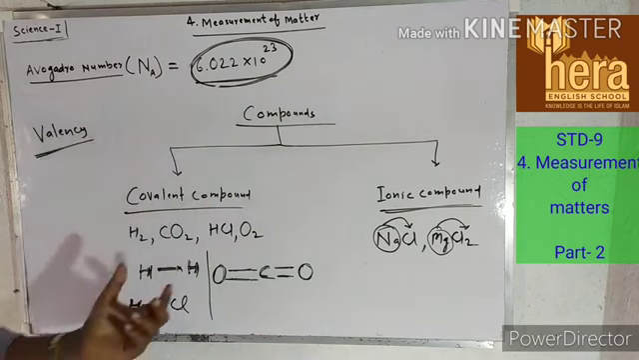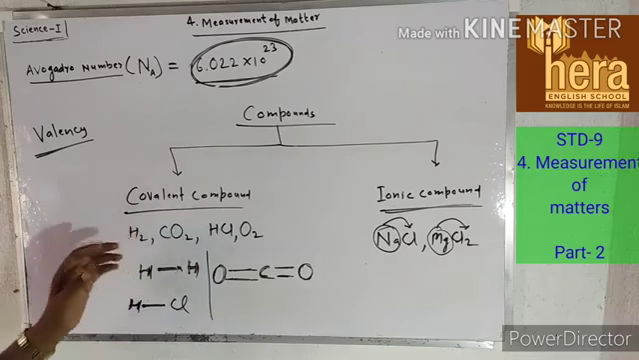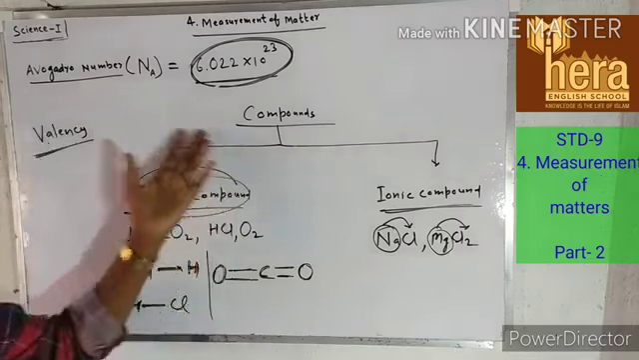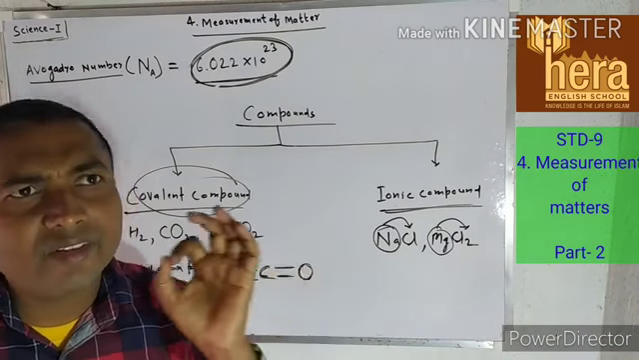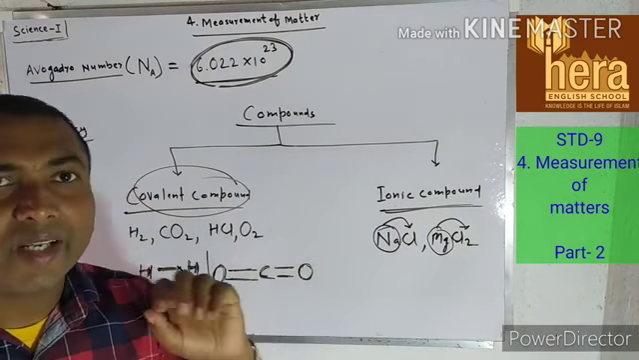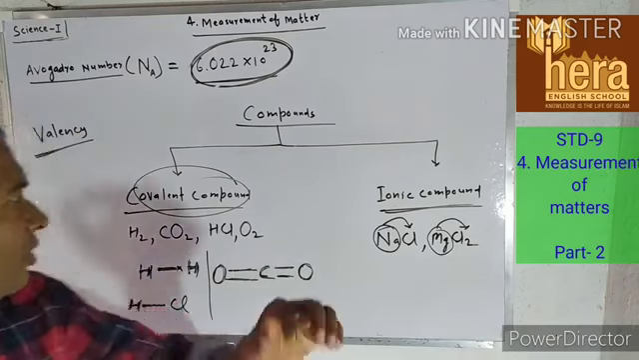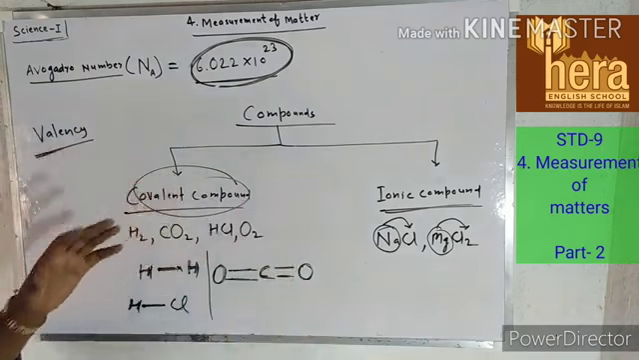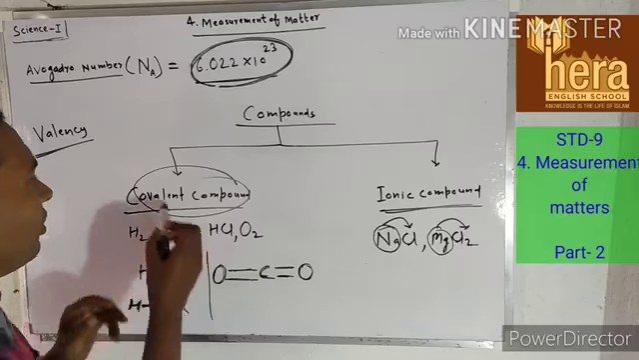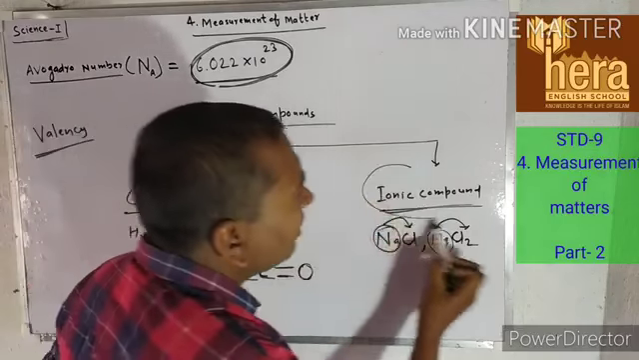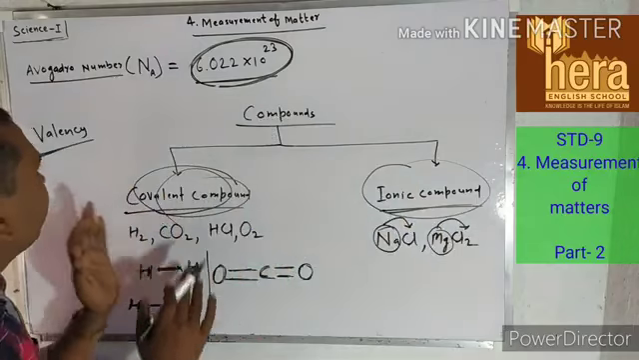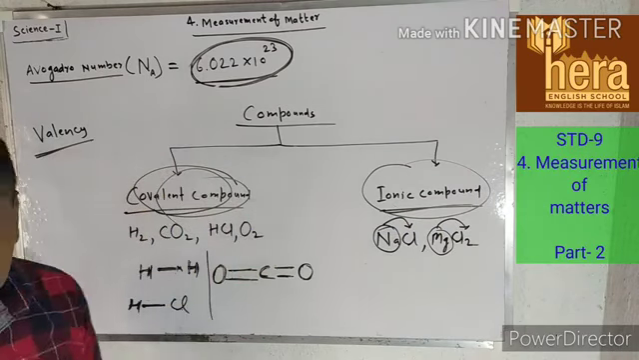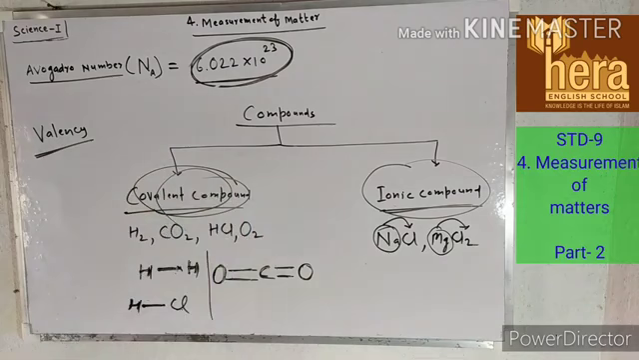So valency, we will define valency for covalent compounds. Simply, valency is the combining capacity of an element. This is a general definition. But if you study in detail, we can define valency for two types of compounds, for covalent compounds and for ionic compounds. Understood? So first of all, what is valency for covalent compounds? I will read from page number 53 that is given.